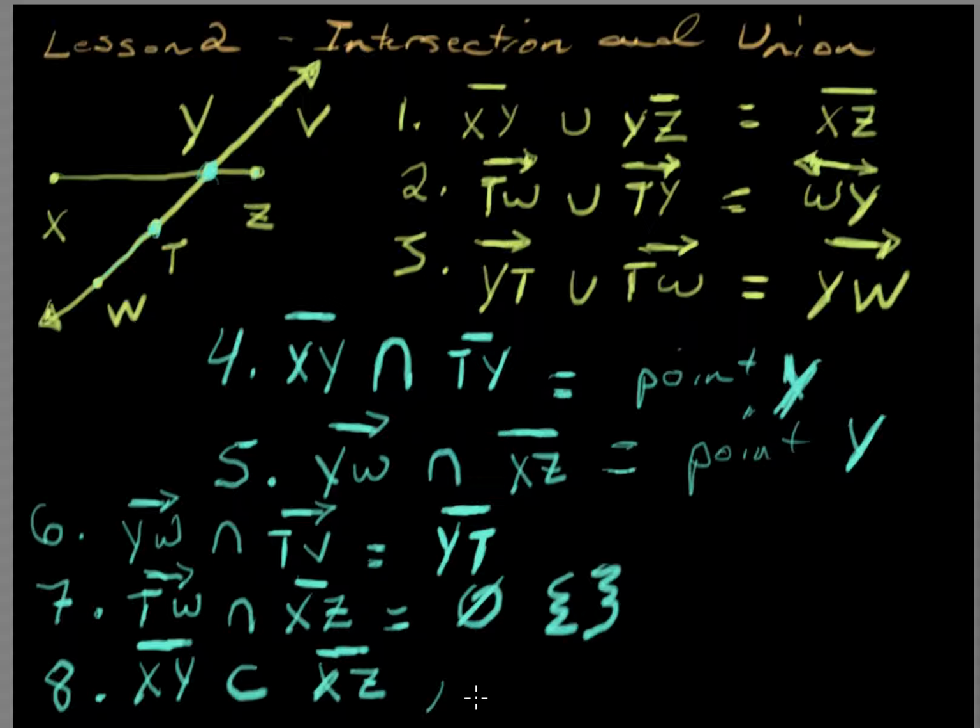And let's try one more. Let's do line segment TY, subset of ray TY. So ray TY starts at T, that's the origin, goes through Y to infinity. So the line segment TY is indeed a subset of ray TY. Subset.